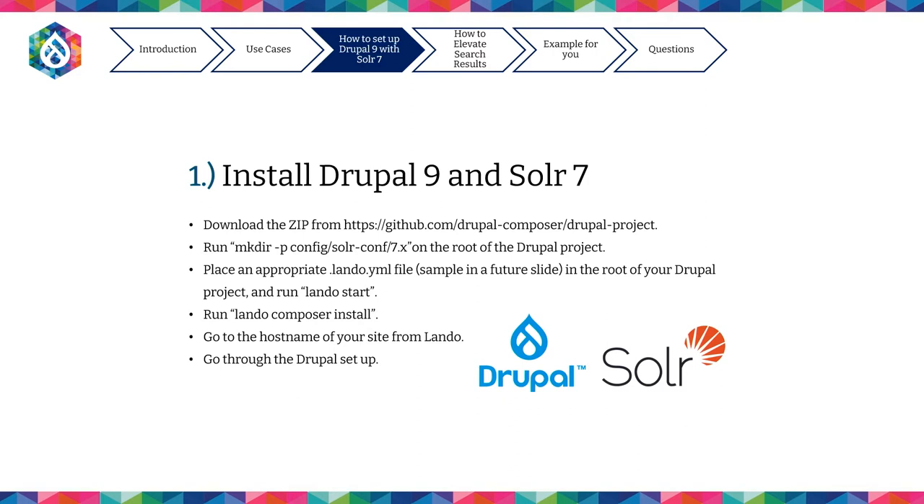All right, so after that, you go to your hostname in Lando, and to get that hostname, you would execute lando info, in case you missed it after lando start initially. After going to your hostname, you go through the typical Drupal setup, that blue screen where you put in the language, profile, where you select Umami or standard, and you set up your database information, and that's where you also install and configure your site.